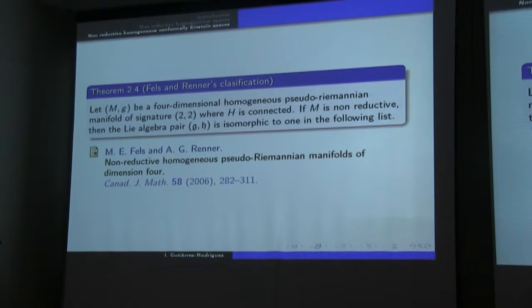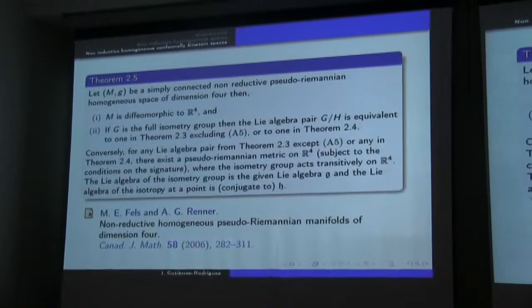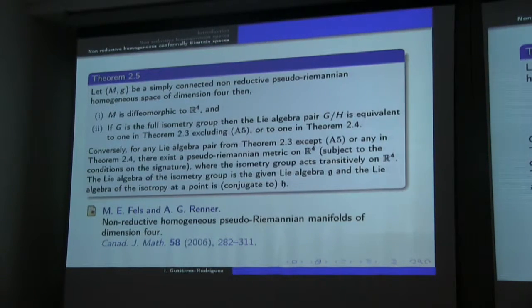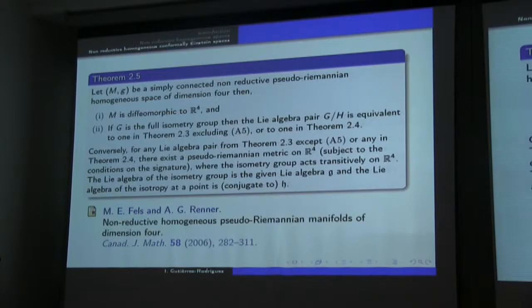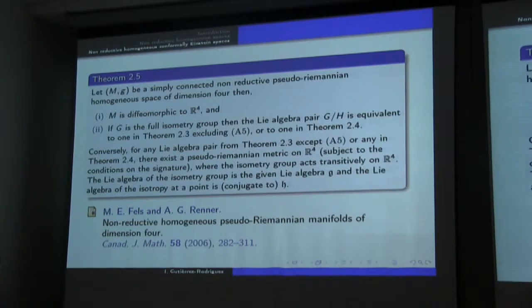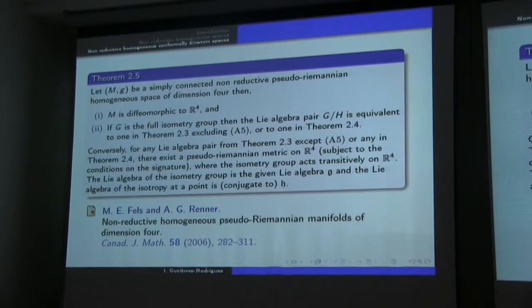In the same paper, Fels and Renner give this theorem when we have a Lorentzian manifold. In this case, A1, A2, A3 admit neutral signature and Lorentzian metric. This is the general theorem. Let M be a simply connected non-reductive pseudo-Riemannian homogeneous space of dimension 4. So M is diffeomorphic to R4. If G is the full isometry group, then the Lie algebra pair is equivalent to one in the previous tables. Conversely, for any Lie algebra pair, there exists a pseudo-Riemannian metric on R4.